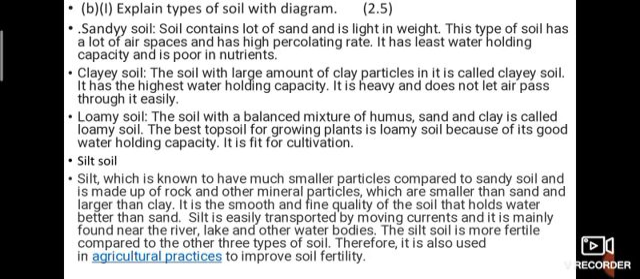Next one, silt soil. Silt is known to have much smaller particles compared to sandy soil and is made up of rock and other mineral particles, which are smaller than sand and larger than clay. It is the smooth and fine quality of the soil that holds water better than sand. Silt is easily transported by moving currents and it is mainly found near rivers, lakes and other water bodies. The silt soil is more fertile compared to the other three types of soil. Therefore, it is also used in agricultural practices to improve soil fertility.